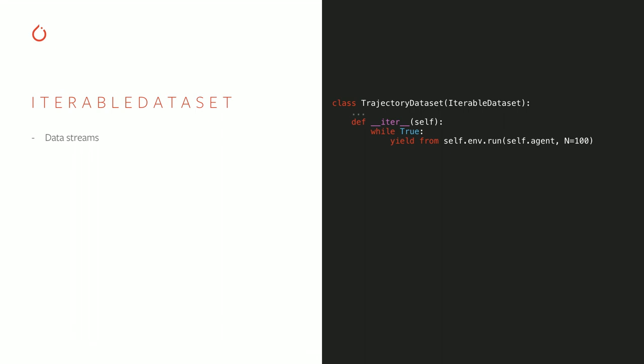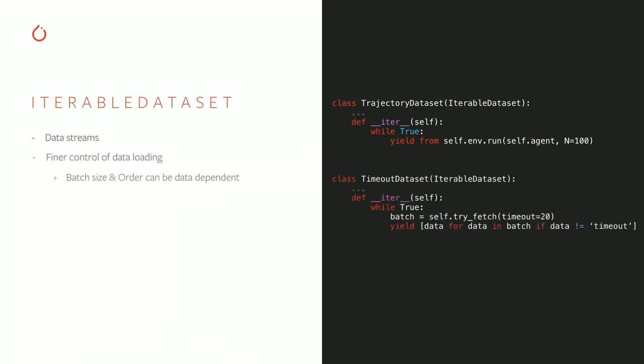By using this interface, it also gives you finer control of data loading, in the sense that your batch size and data order can become data dependent. Here I have a simple example where your DB queries could time out, for example if a particular shard is bad or an index is bad. So you can actually filter your data based on the content you get from the query. And you can even do fancier things like mark which indices are bad, so you don't sample them in the next iteration.